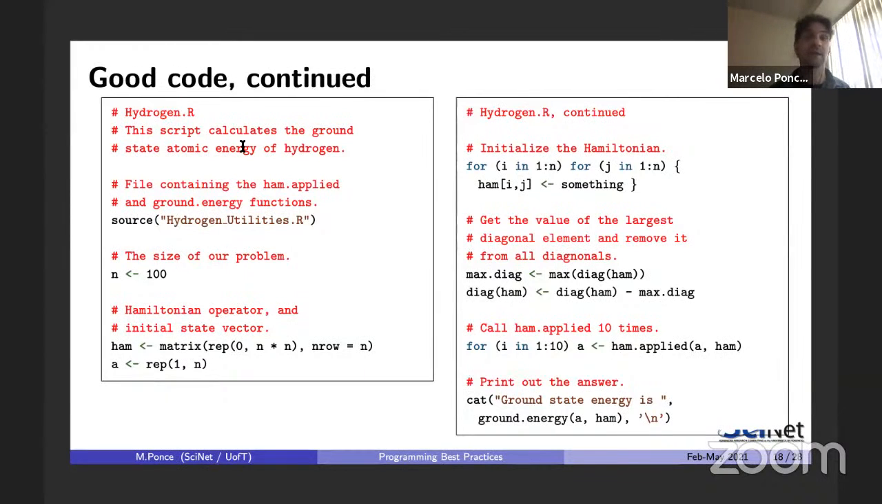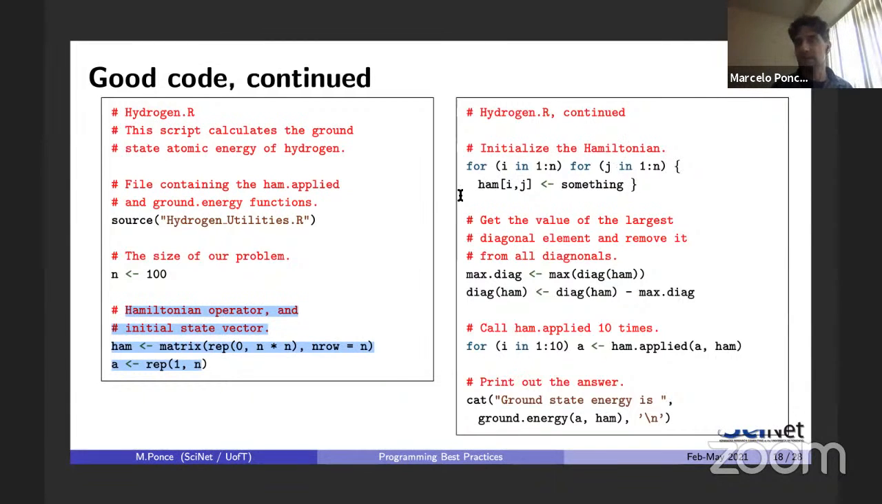This script calculates the ground state atomic energy of the hydrogen. It starts by sourcing the hydrogen utilities file, which contains the definition of the functions that we're going to use. Define the size of our problem, then defines the Hamiltonian operator and an initial state vector. So now, even without knowing anything about the field, you can read this code and understand what it's doing. Then initialize the Hamiltonian, okay?